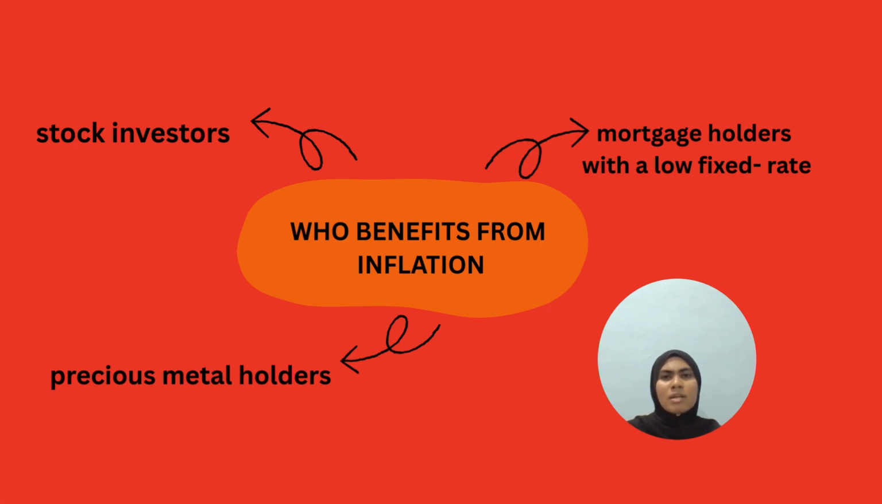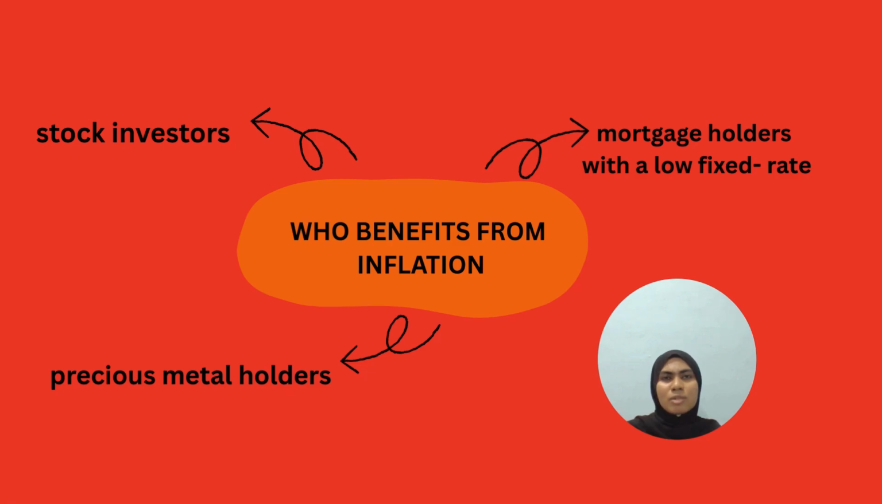This means they are essentially paying off their loan using cheaper future dollars, compared to renters who often face rising rent prices. However, fixed rate homeowners are more protected. At the same time, the value of their house usually increases during inflation, so they benefit in two ways, which are stable monthly payments and an asset that appreciates in value.